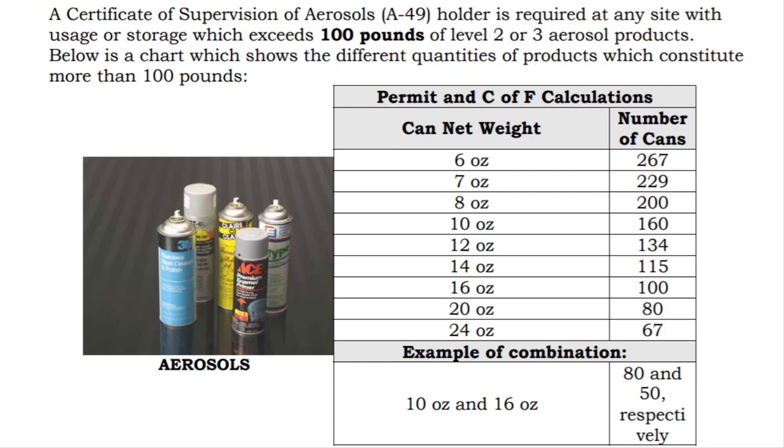A CFF holder is required for supervising aerosols at any site using or storing over 100 pounds of level 2 or level 3 aerosol products. This certificate of fitness is A49. It is important to understand the can net weight to the number of can chart.